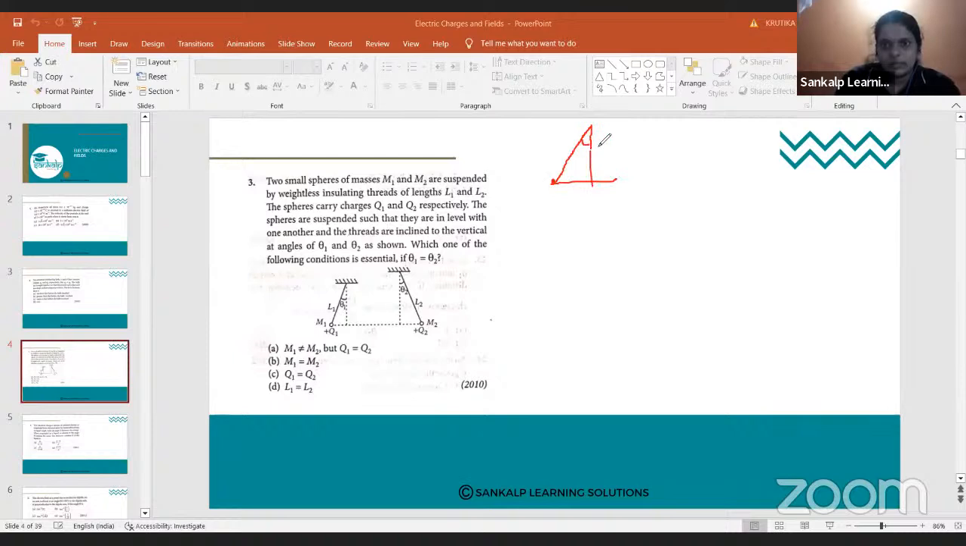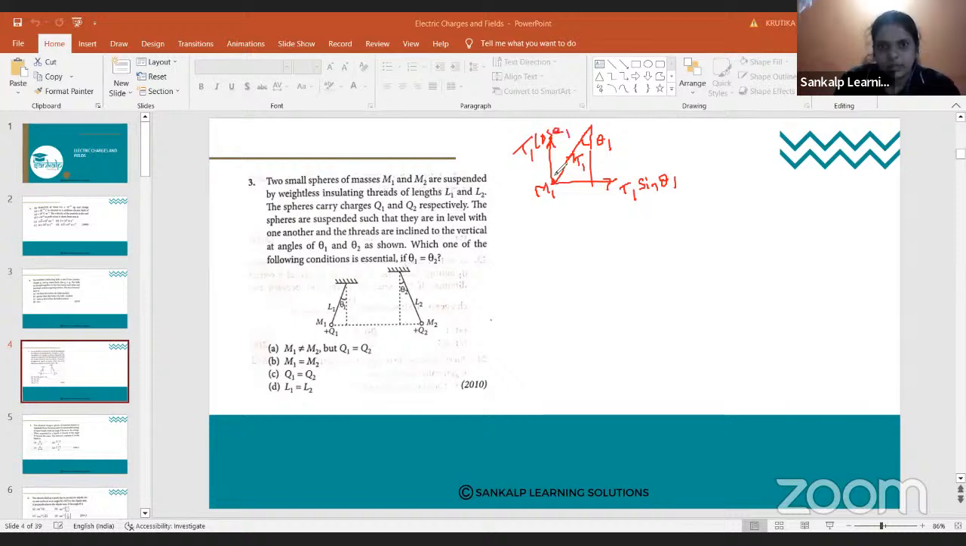So this is theta 1. Here we have M1, and here the tension is acting, that is T1. This T1 is resolved into T1 sin theta 1. Similarly, T1 cos theta 1.